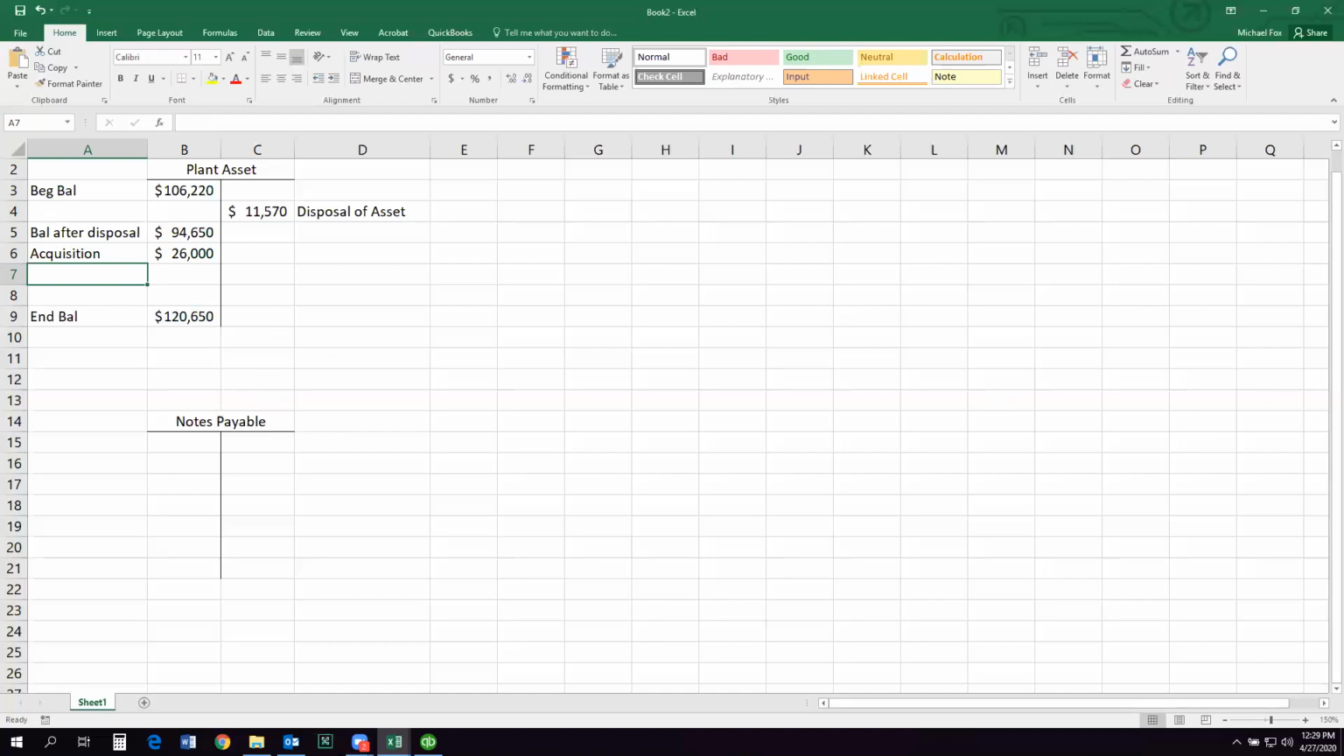And then the notes payable, we're going to go through a similar process. So I'll look on the balance sheet and figure out what the notes payable was at the beginning and end of the periods. So our beginning balance of notes payable was 100,000. Remember, notes payable would have a balance on the credit side. And then we'll have an ending balance of 74,000.